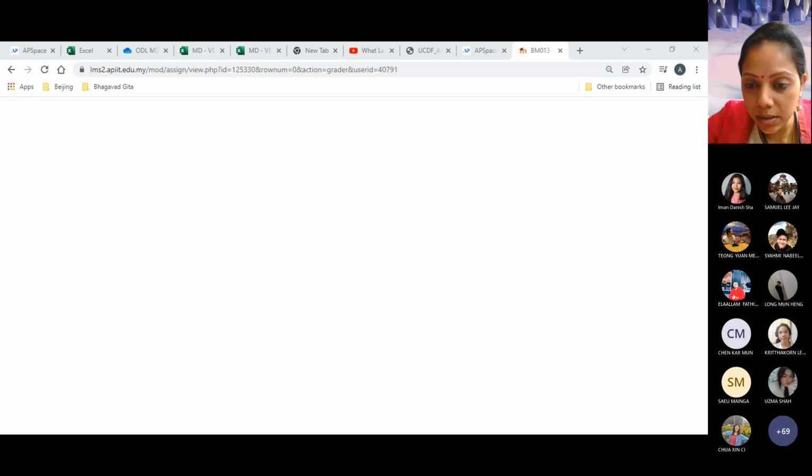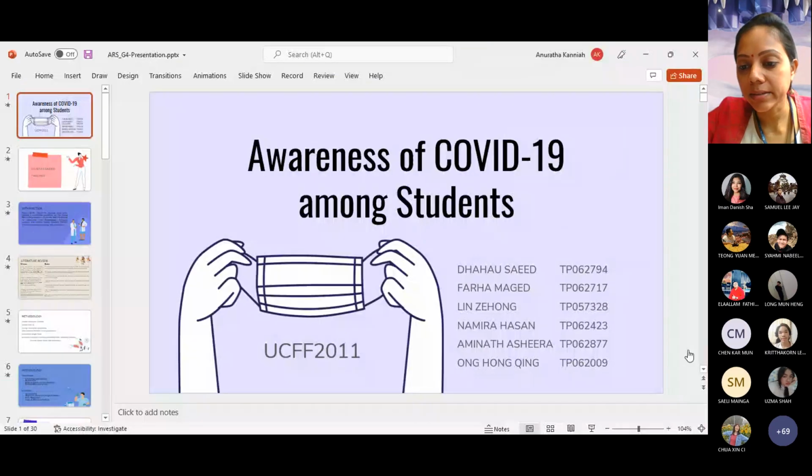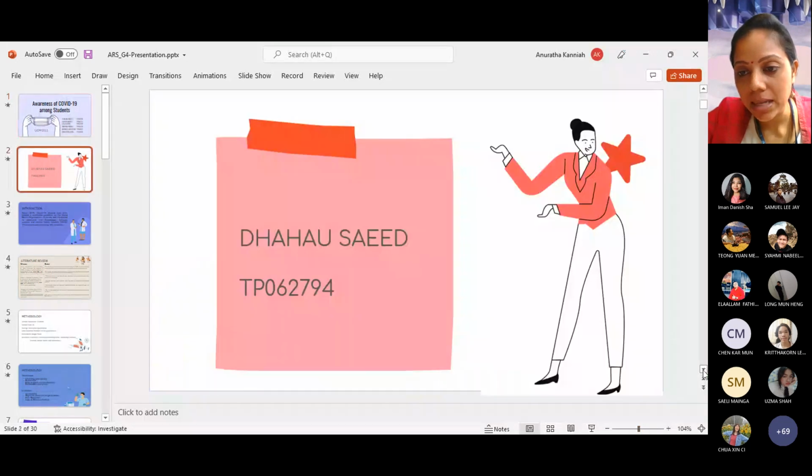Hold on, let me just share the screen of the slides here. Okay. So their topic was awareness of COVID. All of you must have your group members' names like this on the first slide itself. That's compulsory. And before each presenter presents, you must have your name and your TP number. This is a slide divider. Before you present, your name and your TP should appear like this. And then you start your presentation.